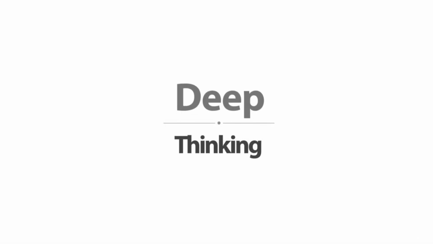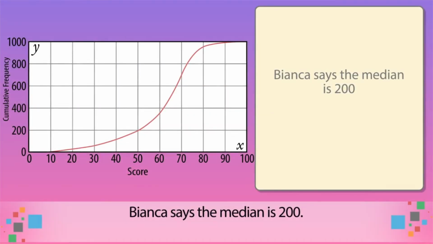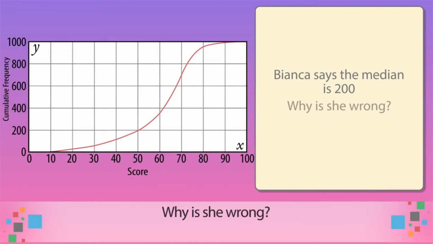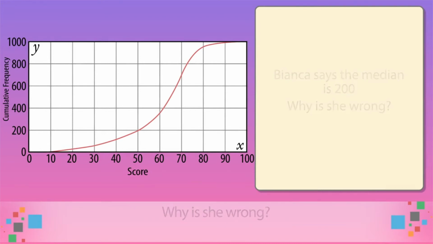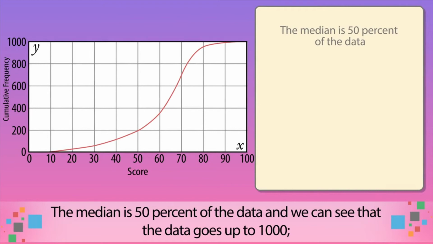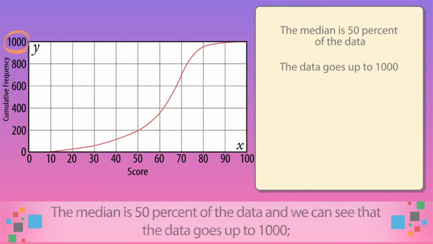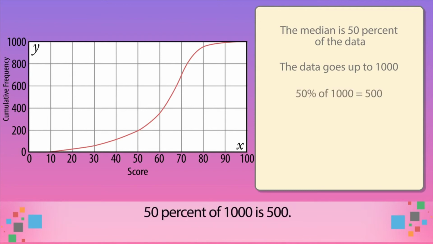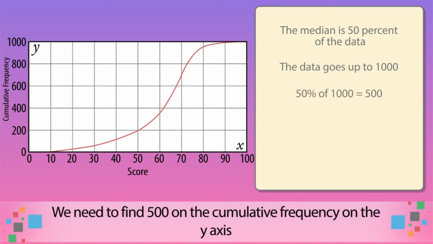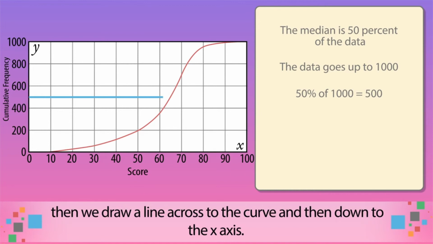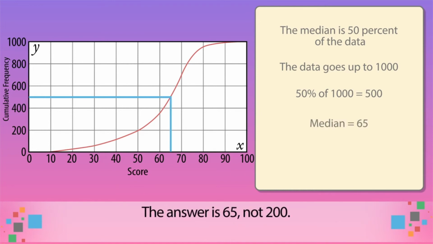Deep thinking. Bianca says the median is 200. Why is she wrong? The median is 50% of the data, and we can see that the data goes up to 1000. 50% of 1000 is 500. We need to find 500 on the cumulative frequency on the y-axis. Then we draw a line across to the curve and then down to the x-axis. The answer is 65, not 200.